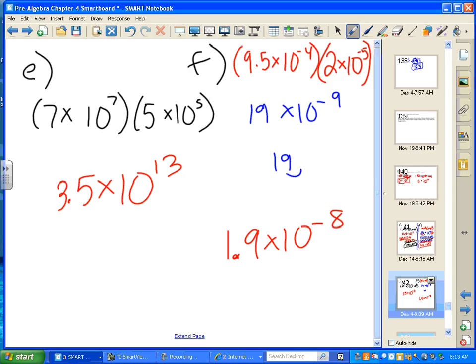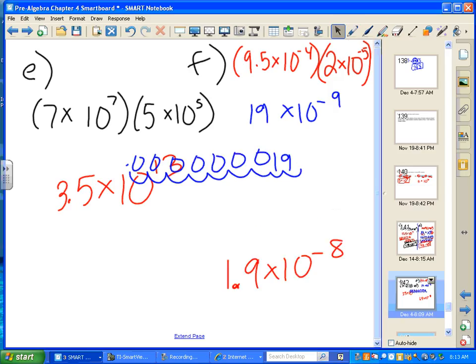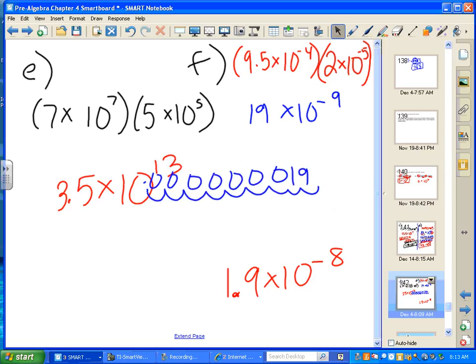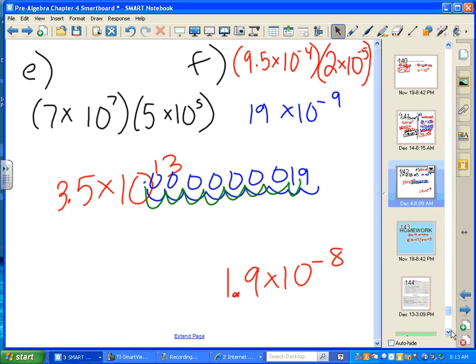1, 2, 3, 4, 5, 6, 7, 8, 9. So put all the zeros in. Okay, so then all you're doing now is converting this back to scientific notation, which means you have to figure out how many times you have to move the decimal over to make it 1.9. So 1, 2, 3, 4, 5, 6, 7, 8. Okay, that's the long way so that you guys understand why we're doing the shortcut we're doing. Okay, any other questions?